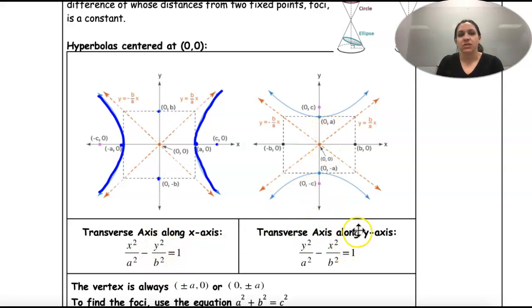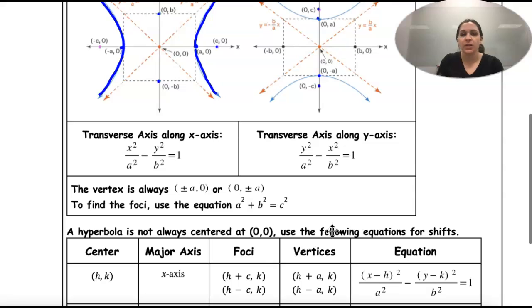And then if we're transverse along the y-axis, our vertex and our foci are on the y-axis, and the b values are on the x. And that equation is y squared over a squared minus x squared over b squared equals 1. Like I said before, the vertex values are still a. And this time, to find the foci, because of where they're at, we actually use a squared plus b squared equals c squared. So that should be familiar.